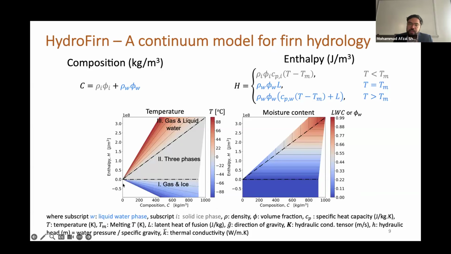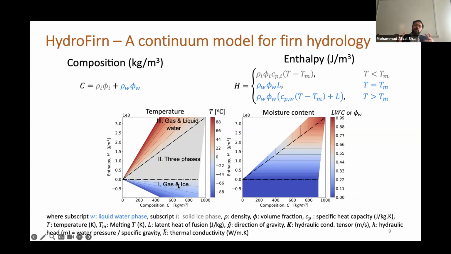Enthalpy or composition goes from 0 to about 1,000. And if it is 0, that means it's all gas, but we are here somewhere. So say 600 or 700 kilograms per meter cubed. If the enthalpy is less than 0, we are in the first region, which is gas and ice. And there, the temperature is less than melting temperature.